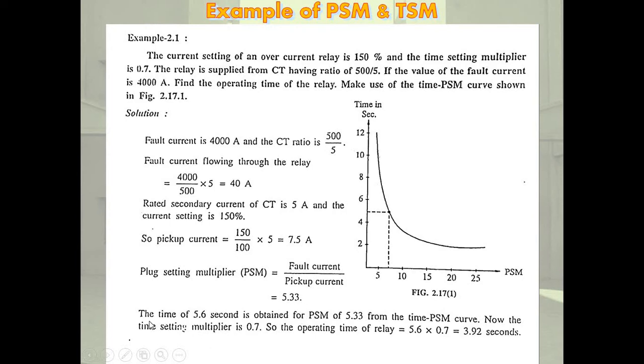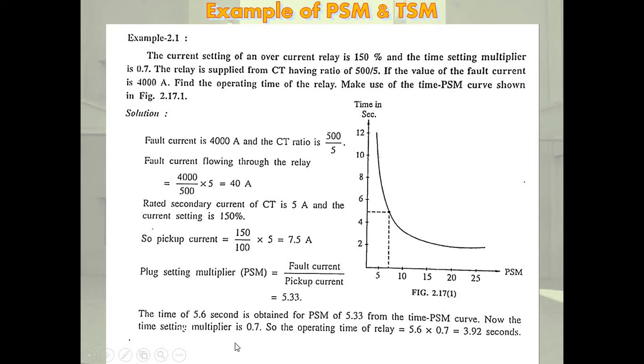Now the time of 5.6 seconds is obtained for a PSM of 5.33. This is time in seconds and this is PSM. This is the time versus PSM curve. So the time of 5.6 seconds is obtained from a PSM of 5.33 from the time-PSM curve.